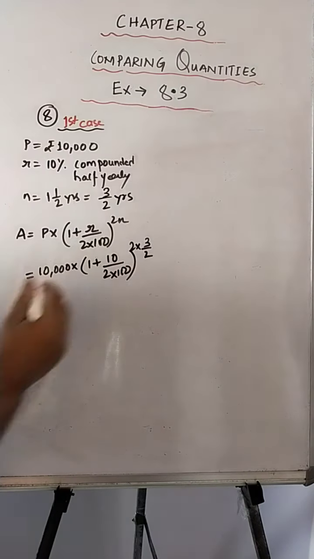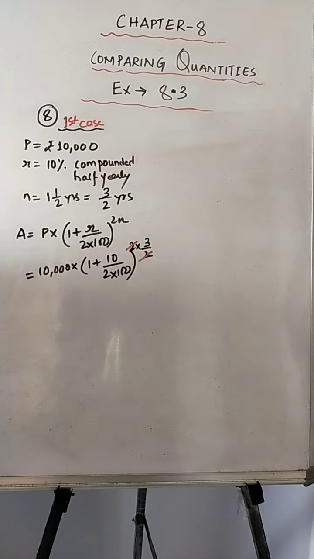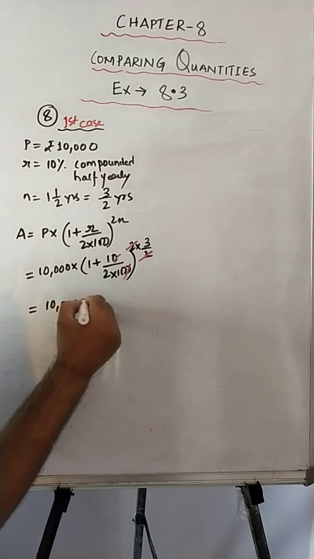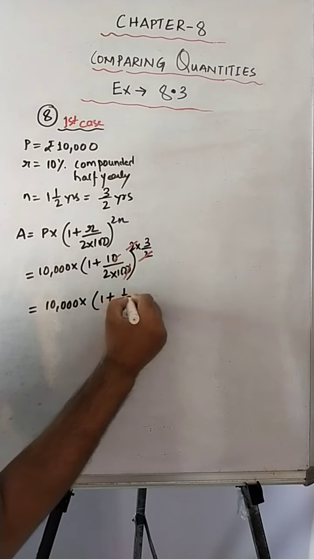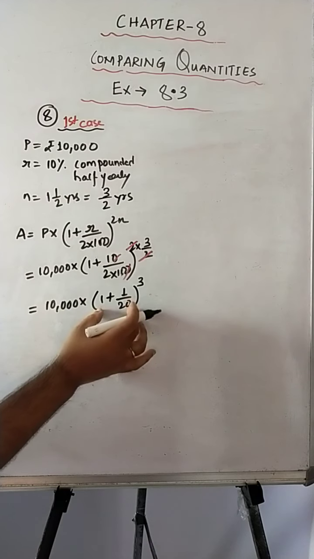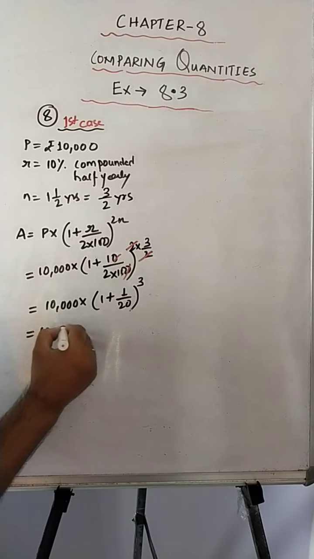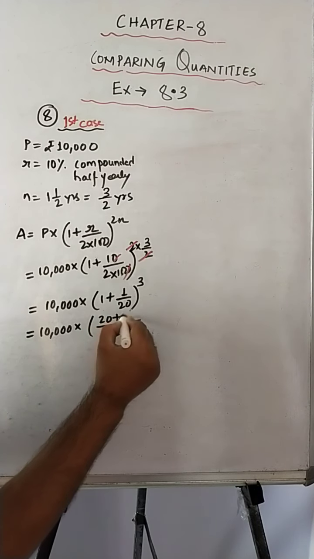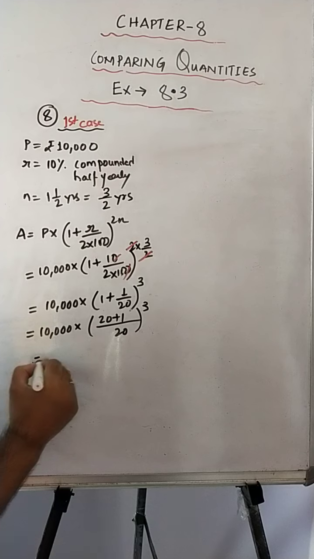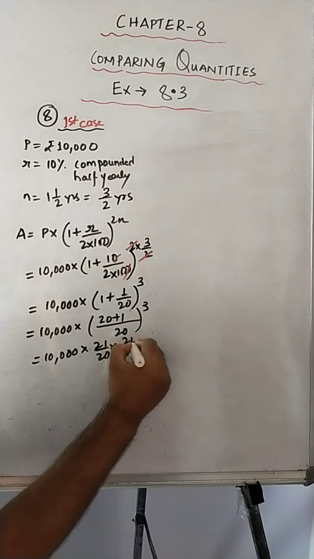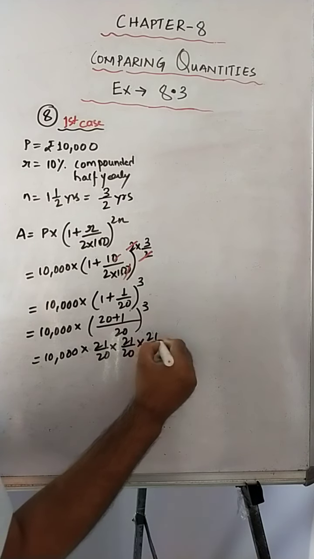Now let's reduce. Now this 2 will reduce. Now this 0 will be reduced, isn't it? So in the next step, what we have to write? 10,000 into (1 plus 1 by 20) to the power 3. 2 tens are 20. Now we have to calculate this. 20 would be the LCM. So 20 plus 1, to the power 3. So 10,000 into 21 by 20, 21 by 20 and 21 by 20.